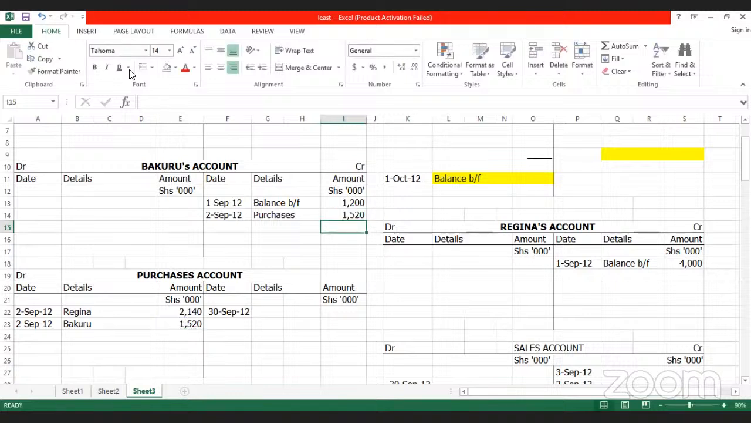That is Bakuru. Then Regina, you will do the same, on the same date, the 2nd. Still purchases. The purchases for Regina, we have 2,140,000. That is Regina. So what's the next transaction?